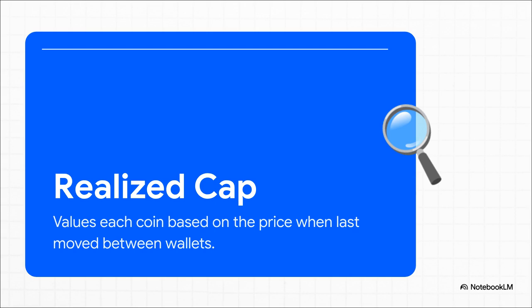Exactly. Now contrast that illusion with realized value, or realized cap. Instead of just slapping today's imaginary price tag on every single coin, realized cap values each individual coin based on the exact price it was last moved between wallets. Think of it like the aggregate on-chain cost basis of the entire market. It's telling you down to the exact dollar how much physical hard cash investors actually poured in to get those coins.